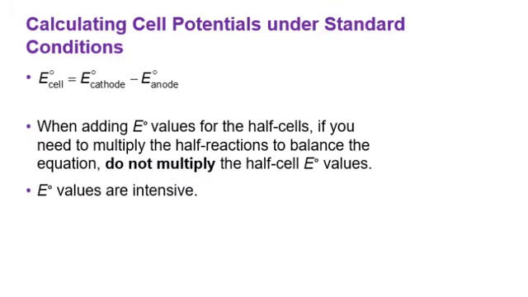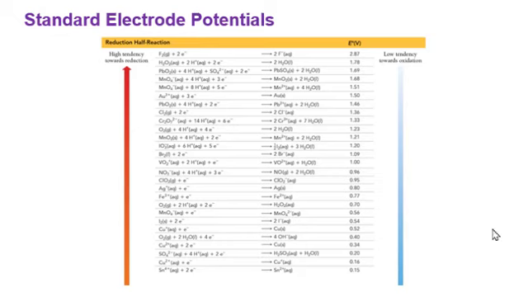Now you've got to be careful when you're doing these reactions, because you need to make sure that you're looking at the half reduction potentials, because if you need the oxidation potentials, you need to flip the sign. So the sign should change.